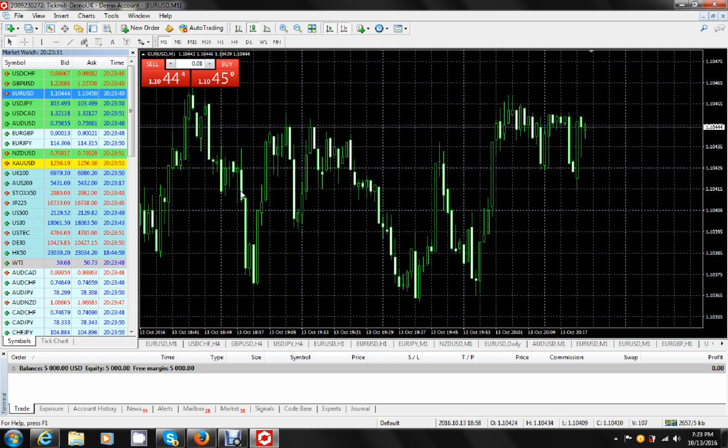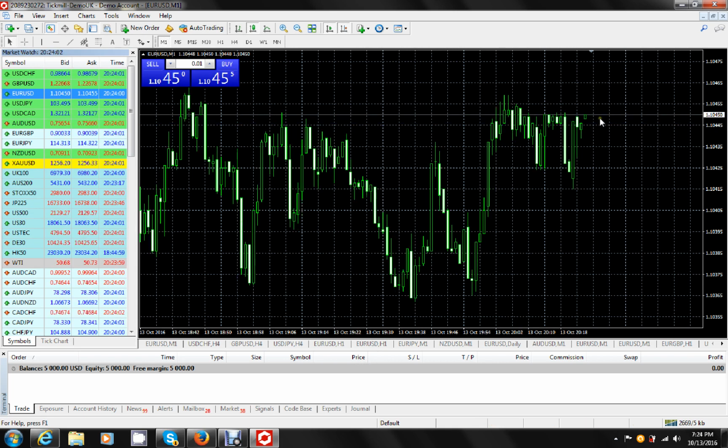So right now, this is the price of the euro against the dollar. It has been like this today. So right now we can see 1 euro is equal to 1.104 USD, for example, but it's always changing. Price is always changing. So now, how do you make money from trading?